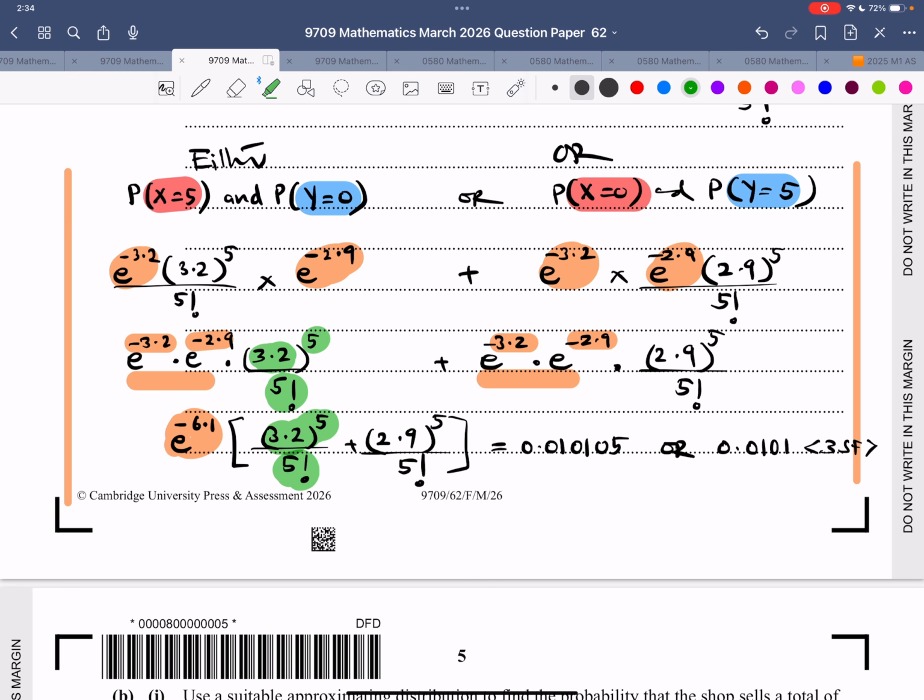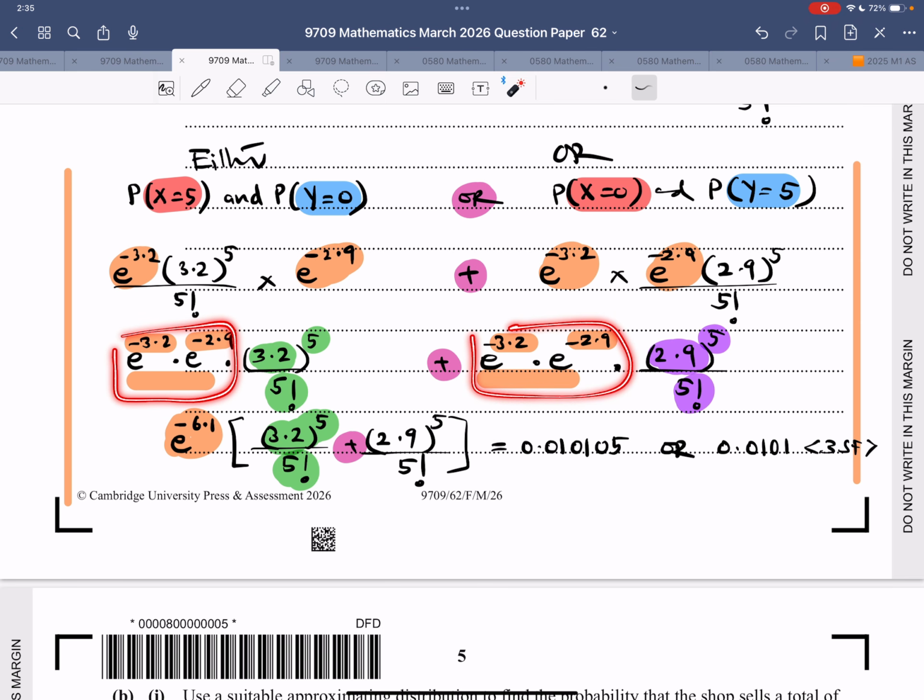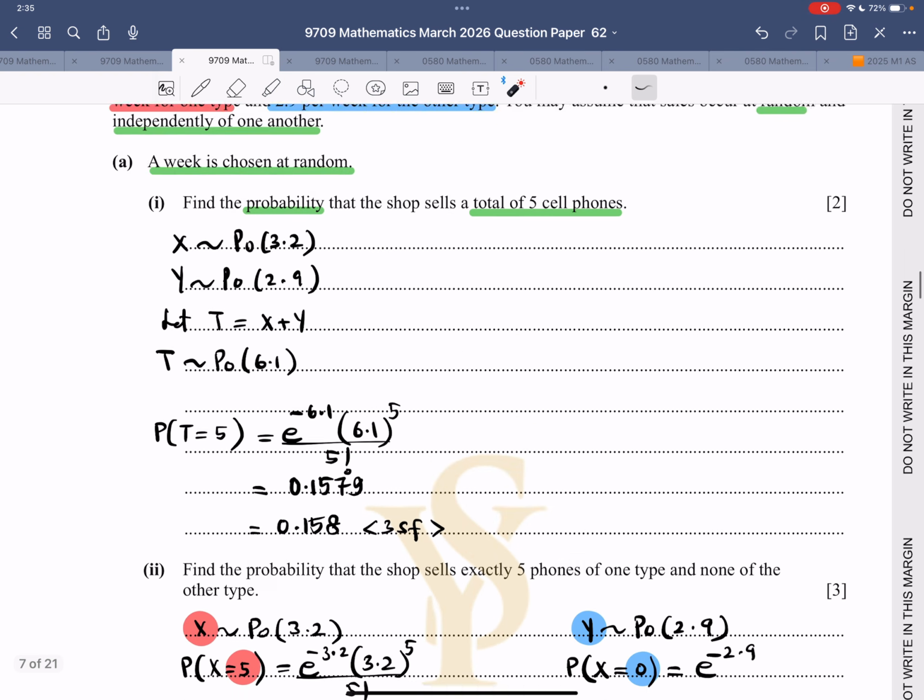Over here, what am I left with? I'm left with 2.9 power 5 over 5 factorial. And there is an addition sign over here. This is or, that addition sign goes over there. So now I have taken this thing common. This is 3.2 power 5 over 5 factorial plus 2.9 power 5 over 5 factorial. And then I work this out, and that is the final answer. So a very, very nice question of Poisson.